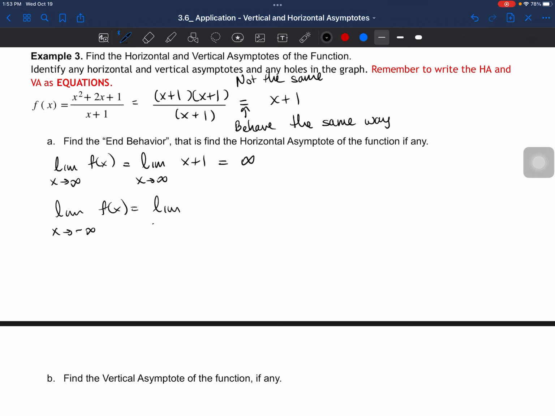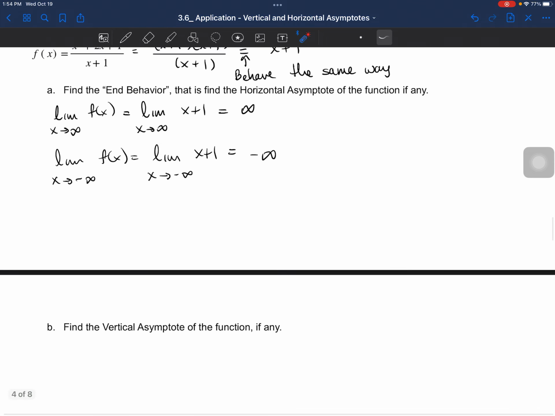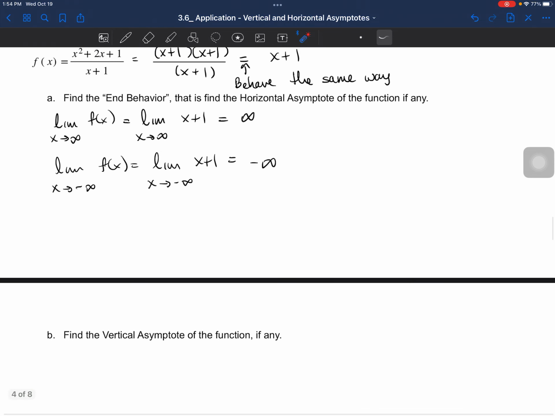The same argument applies as x approaches negative infinity. If you replace x with negative infinity, negative infinity plus 1 is still negative infinity. So we can see that this is not approaching a specific value. It keeps going higher and higher on the right side of the function, and on the left side of the function, it keeps going down and down.